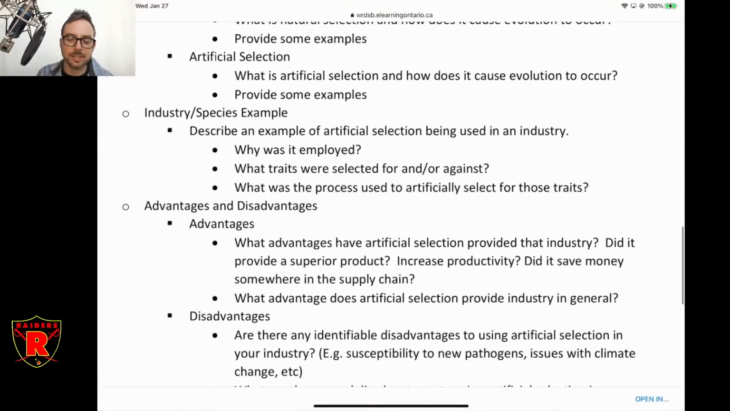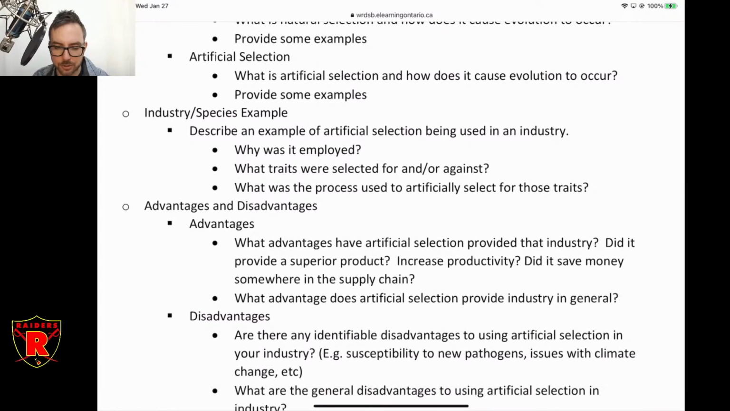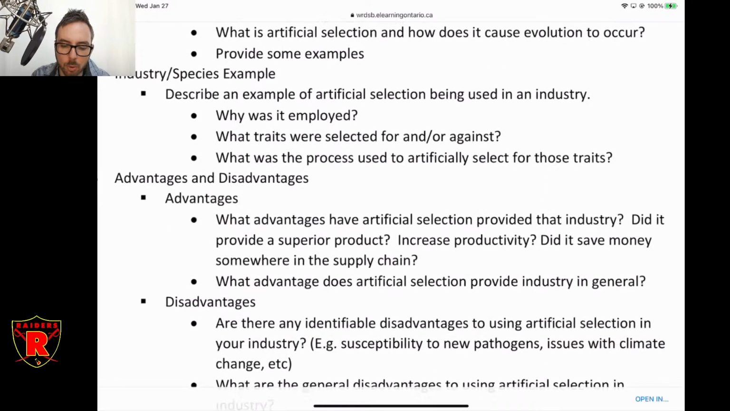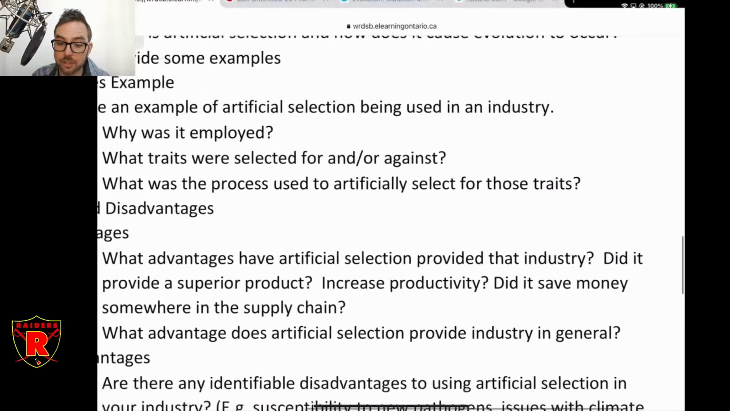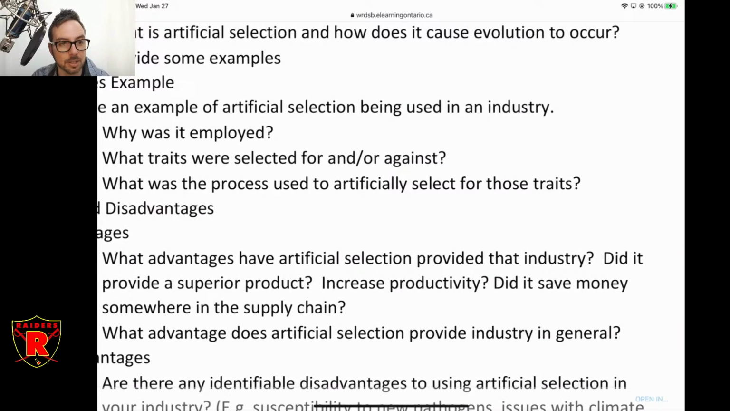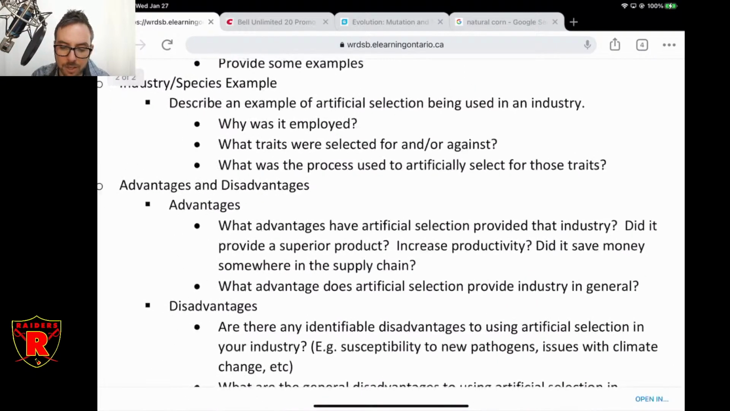In section 2, you're going to tell me about your selected industry or species. So what is your example? Why was it done? Specifically, why did we engineer this crop, or why do we do genetic engineering in this particular industry? How does it benefit the crop? What were we selecting for, or potentially against? So we did some selection here. What were we selecting for and against?